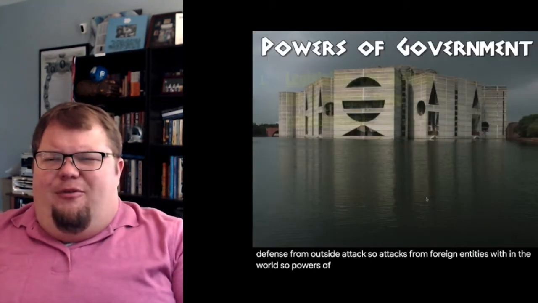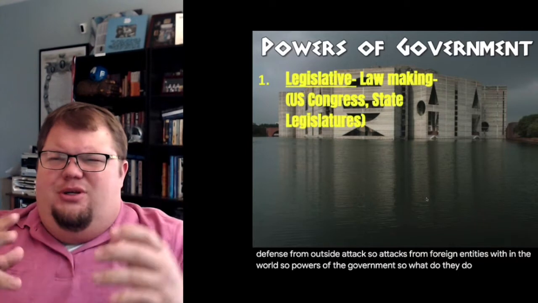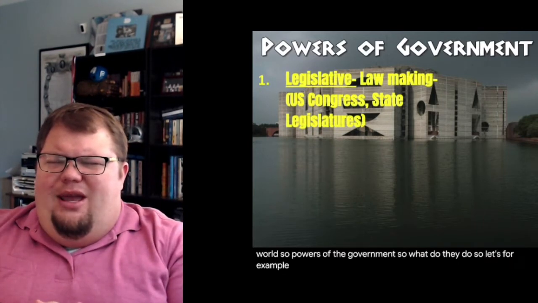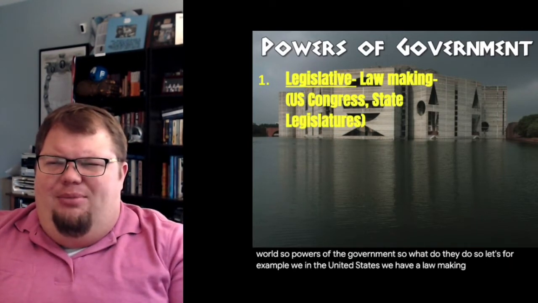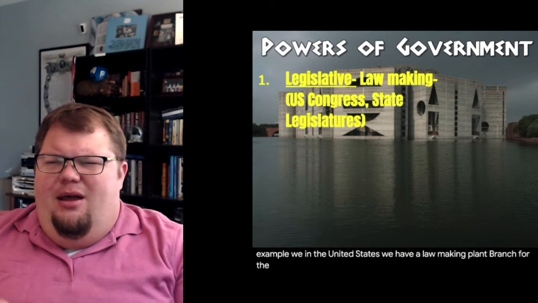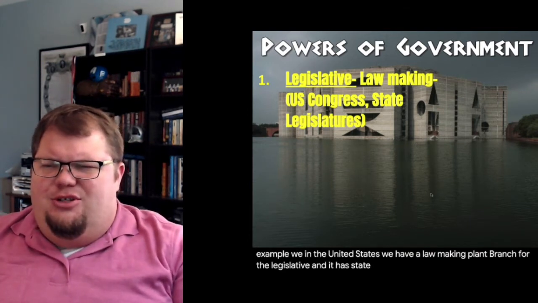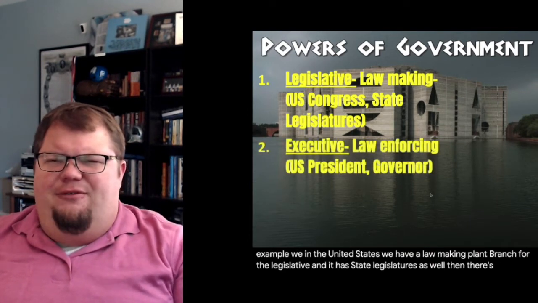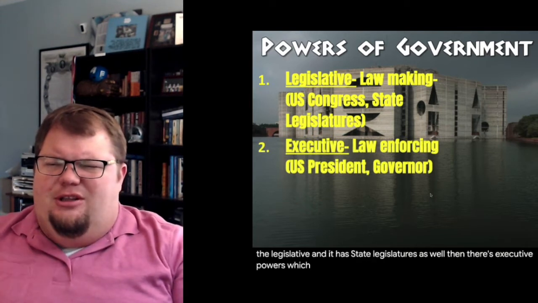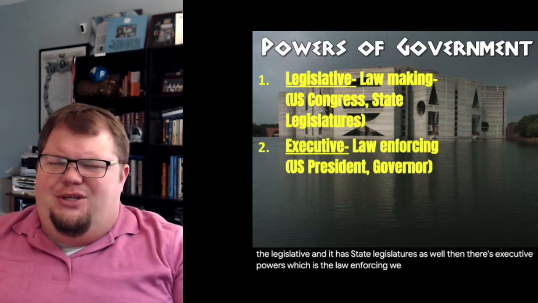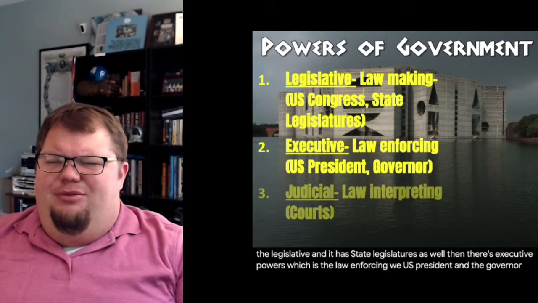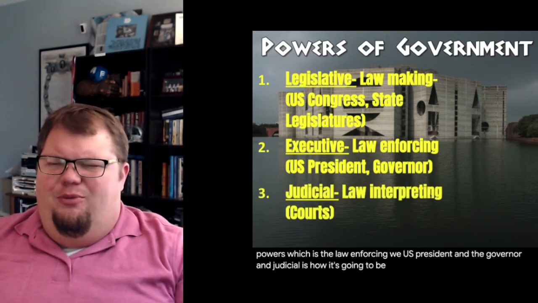So, powers of the government. What do they do? For example, in the United States, we have a lawmaking branch, the legislative, and it has state legislatures as well. Then there are executive powers, which is the law enforcing, with the U.S. President and the governor, and judicial is how the law is going to be interpreted with the courts.